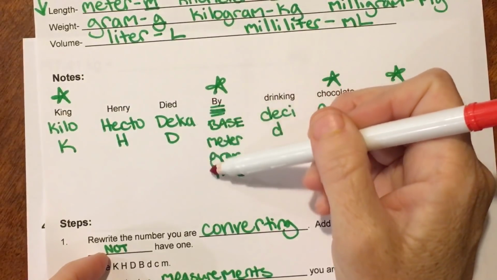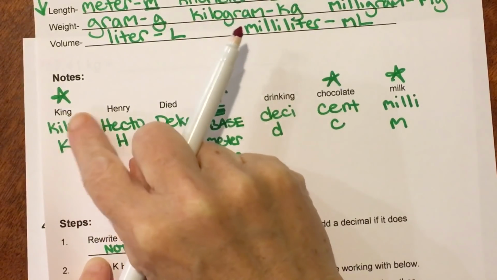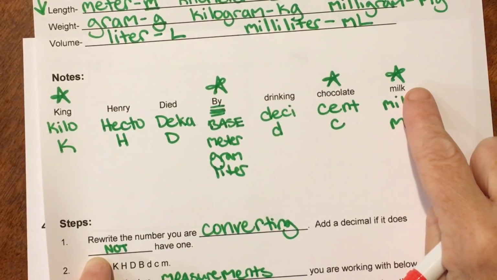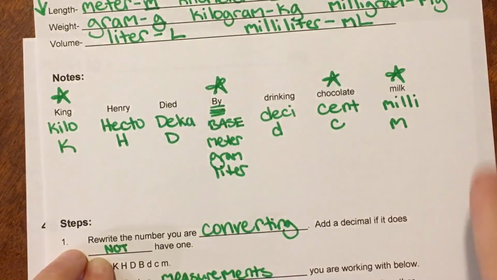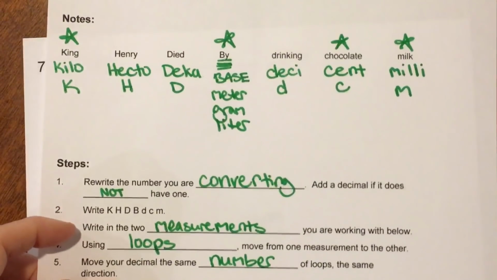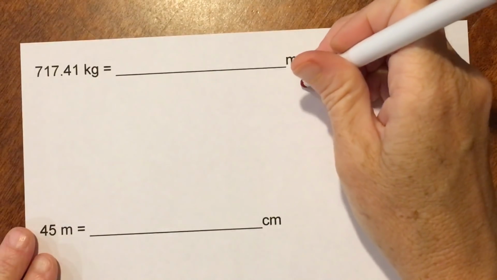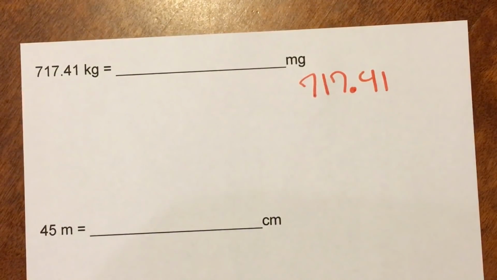So if I look back at my notes, I see grams is a base measurement. This is kind of in the middle. As you get over to kilo, it's a lot larger of a measurement, and milli's really small. So you've probably seen like centimeters and millimeters on a ruler. On the ruler, the centimeters are bigger and the millimeters are smaller. And we'll be looking at a lot of those in class. So what does my first step say to do? I'm going to rewrite the number that I'm converting, add a decimal if it does not have one. I'm just going to rewrite it over here. And I didn't have to add a decimal because it already had one.